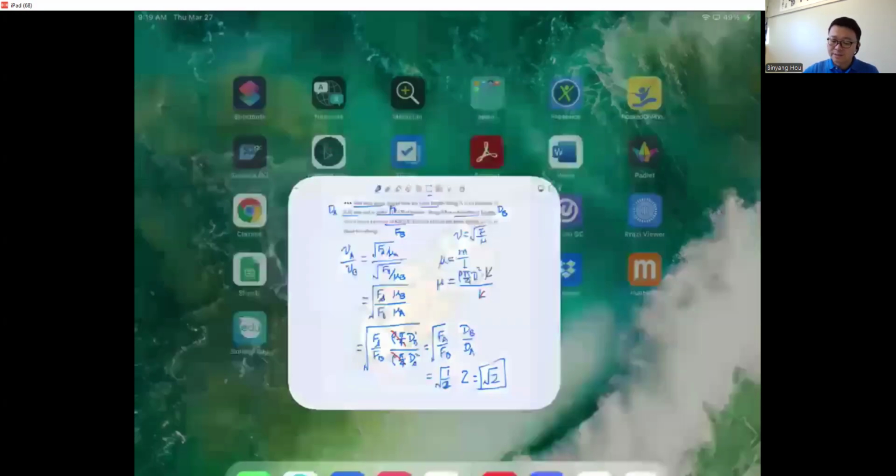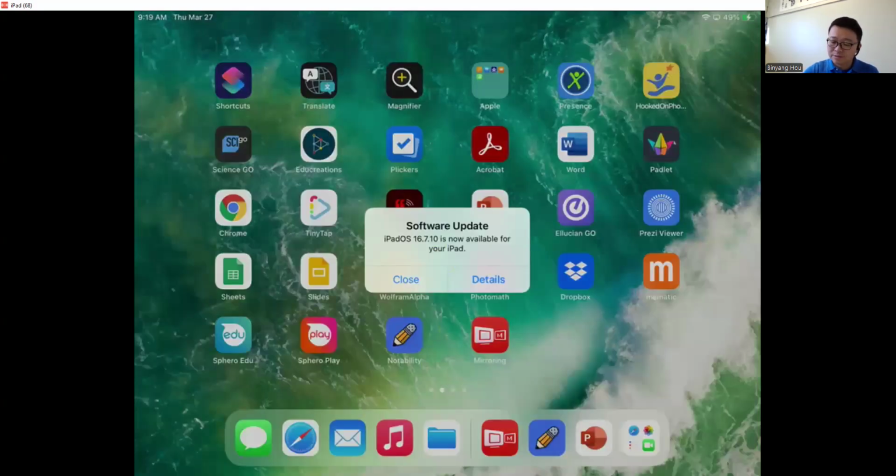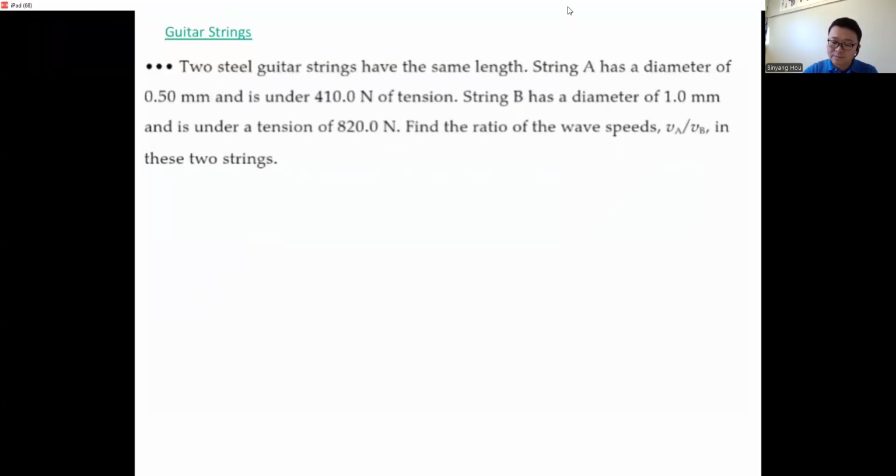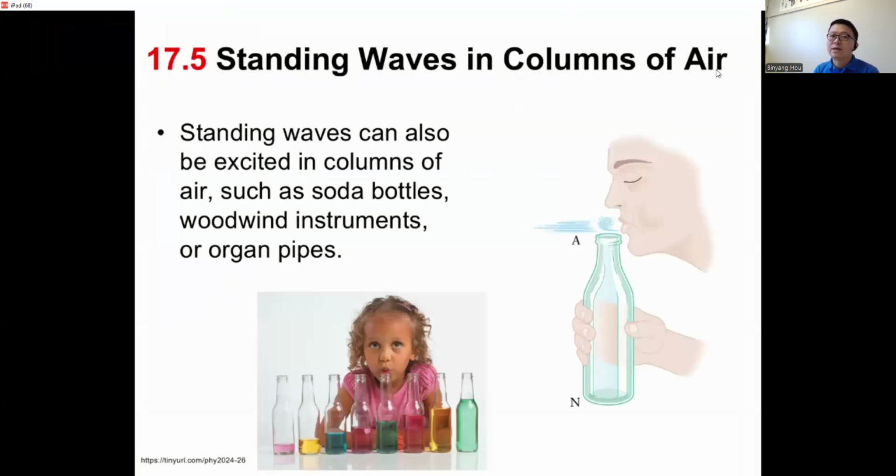So let's go back to the slide. Next, we'll take a look at standing waves in air columns. If you have the same bottles at home, you can do this as a home experiment. You can fill them up with different levels of water, and then blowing across the top, you will probably hear different tunes. This is a kind of musical instrument, like organ pipes or woodwinds.